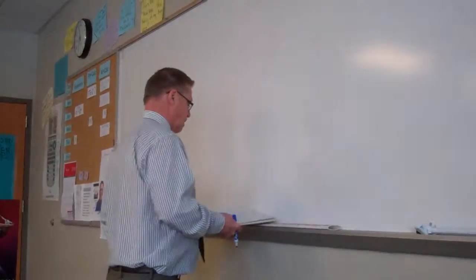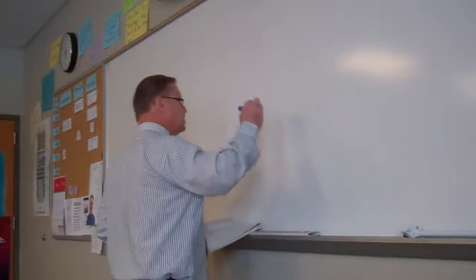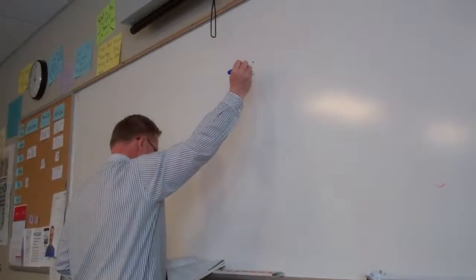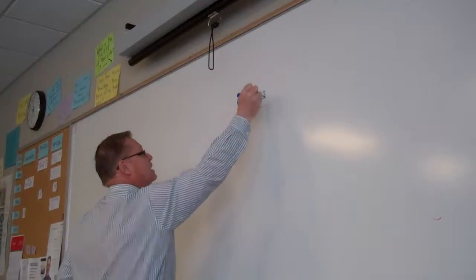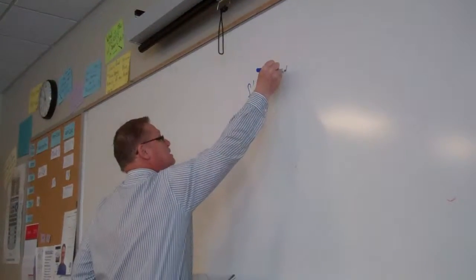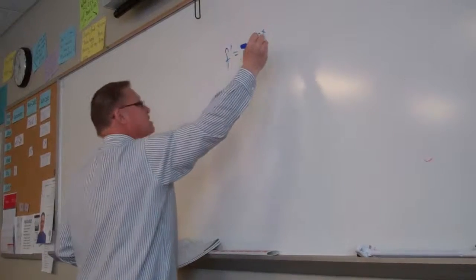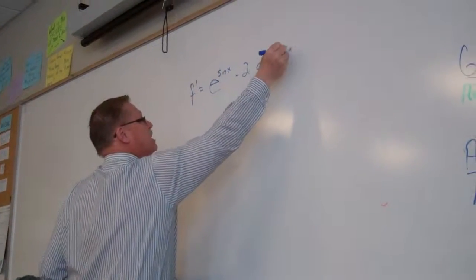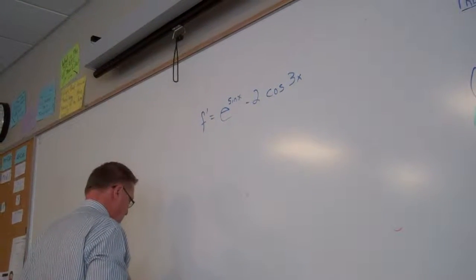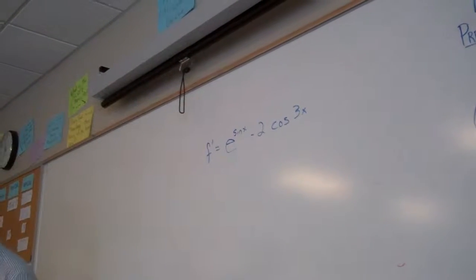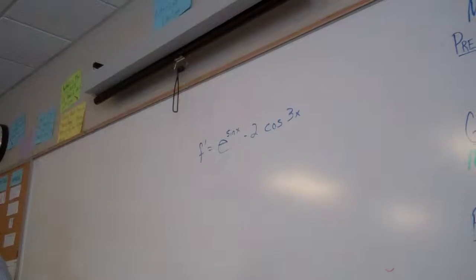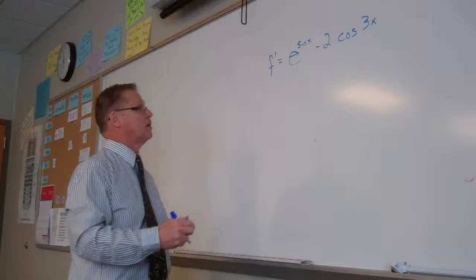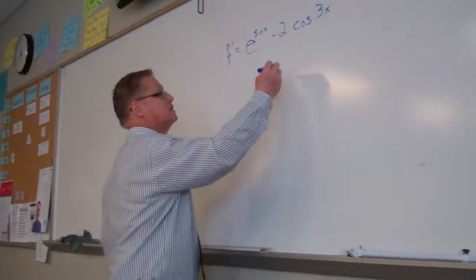Ready? In number one, the function that they give you is e to the sine of x minus 2 cosine 3x. And the graphing calculator is allowed for this. And the first thing they want you to do is sketch f prime. In other words, sketch the graph of this.